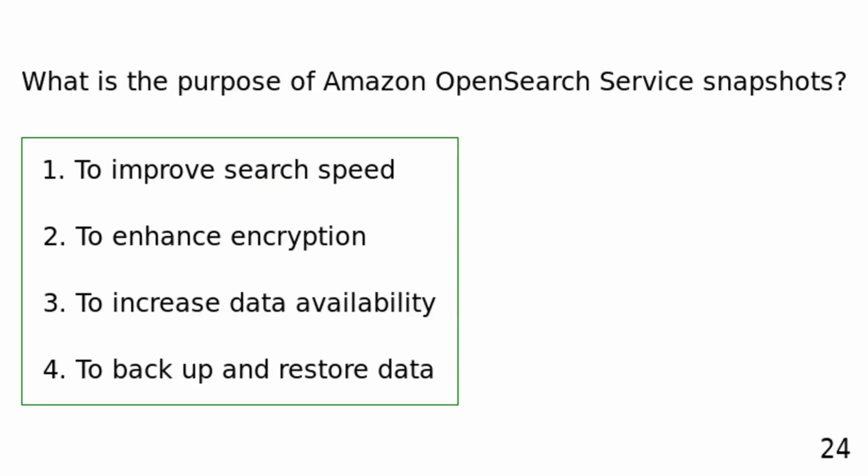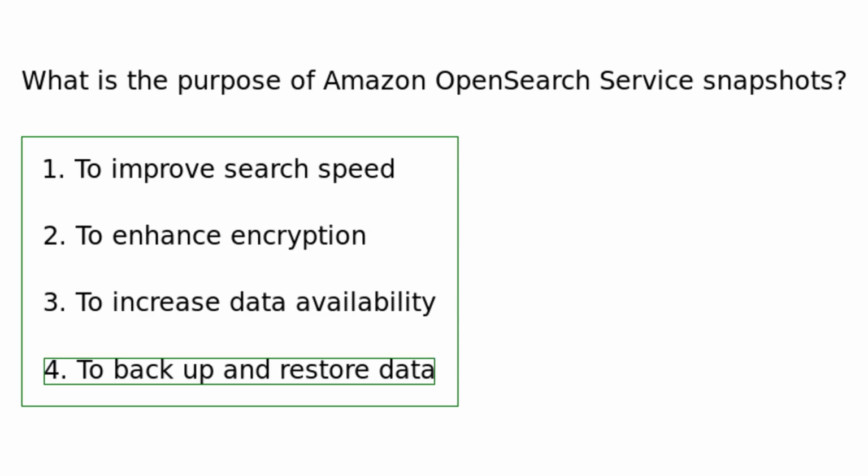What is the purpose of Amazon OpenSearch Service snapshots? To improve search speed. To enhance encryption. To increase data availability. To back up and restore data. Snapshots are used to back up and restore data in Amazon OpenSearch Service.